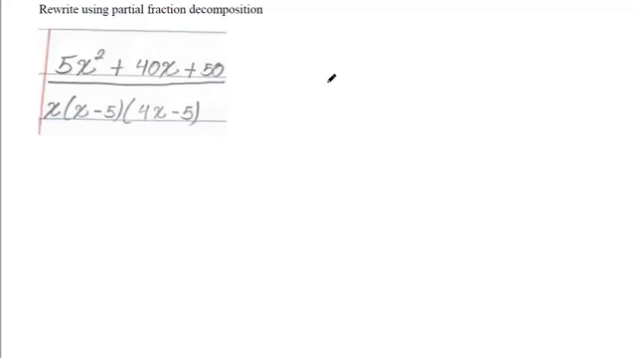So if we want to rewrite this using partial fraction decomposition, then what we typically do is we look at the denominator and all the different factors that are in the denominator. There's an x, an x minus 5, and a 4x minus 5. So our goal is to rewrite this so that it's an equivalent expression with those factors being independent.